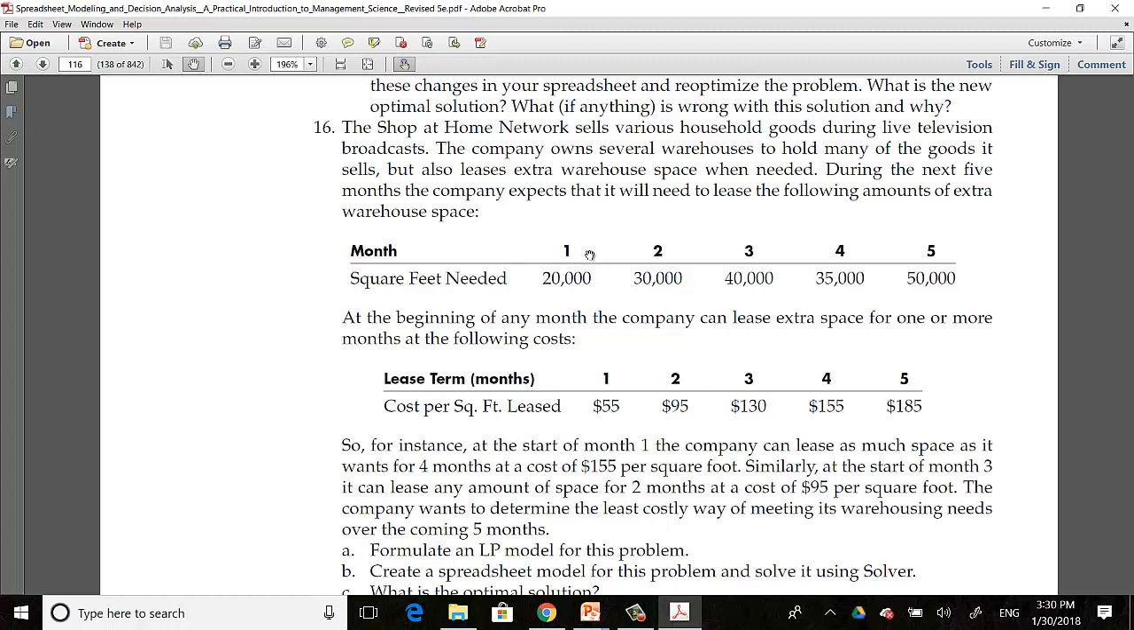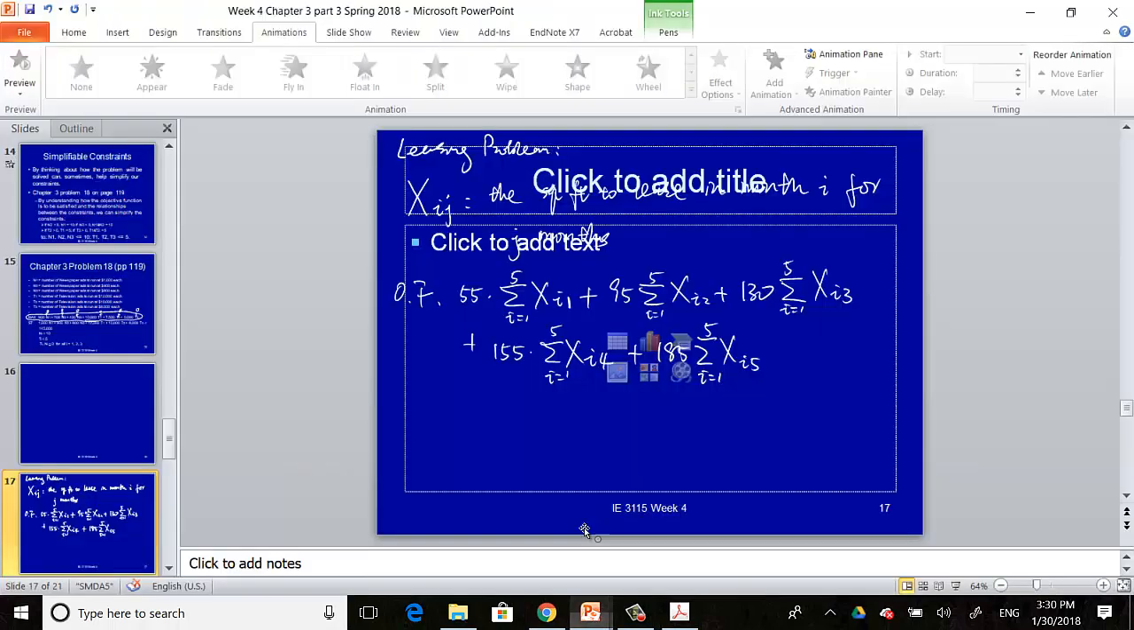If you lease in the first month, you lease for 1 month. That will help cover this one, right? If you lease for 2 months, that will help cover this one too. 3 months, 4 months. So to make it easier, let me just draw this.